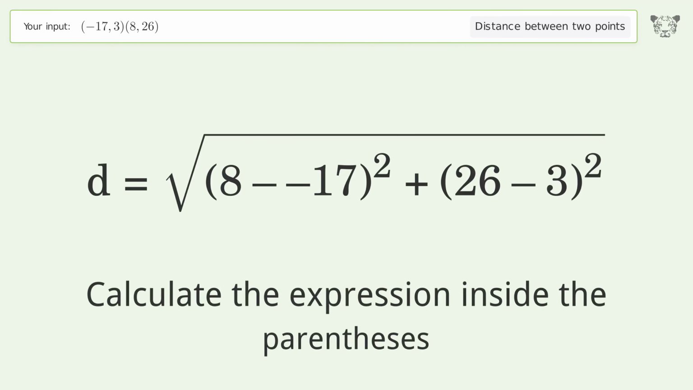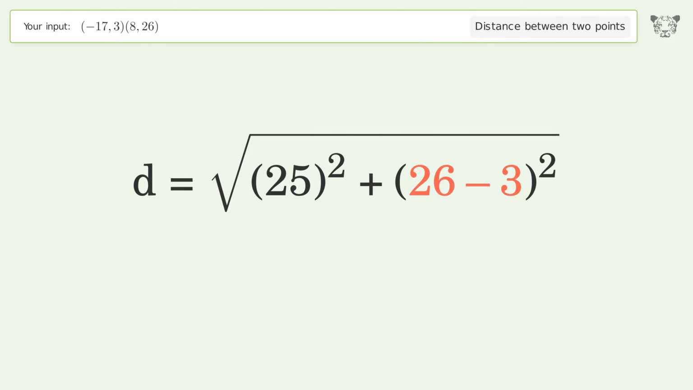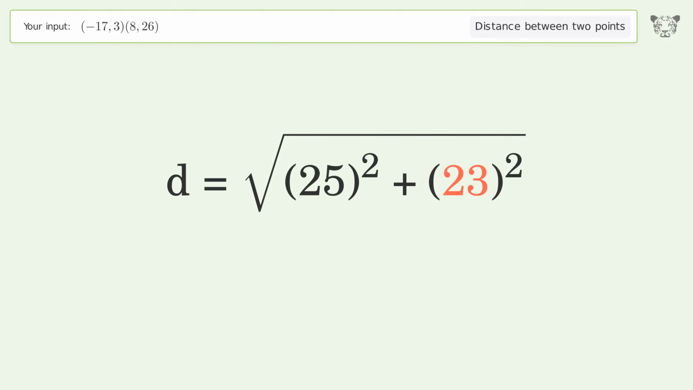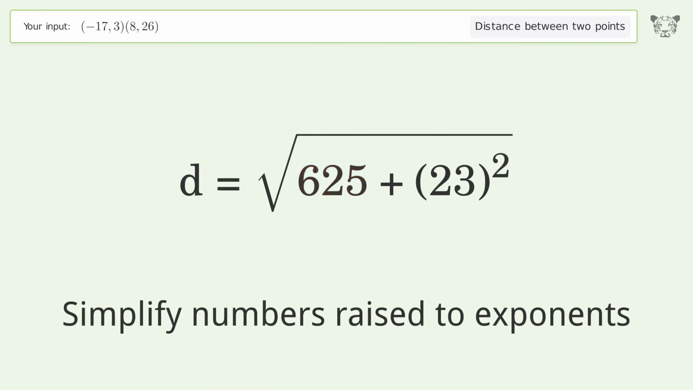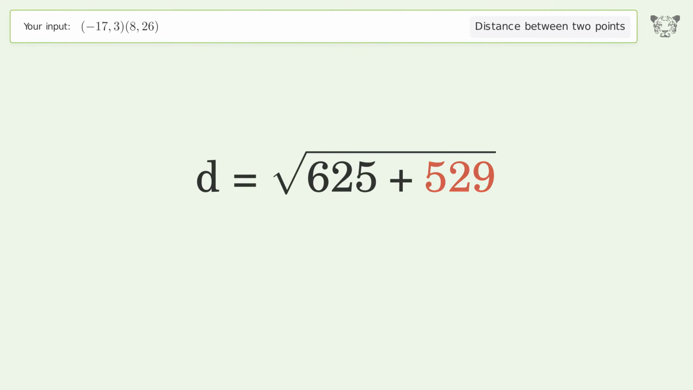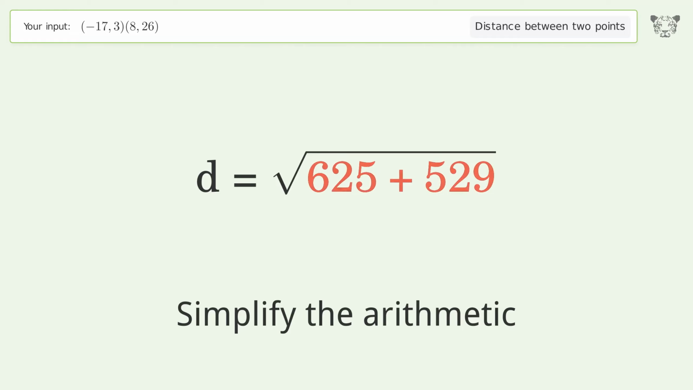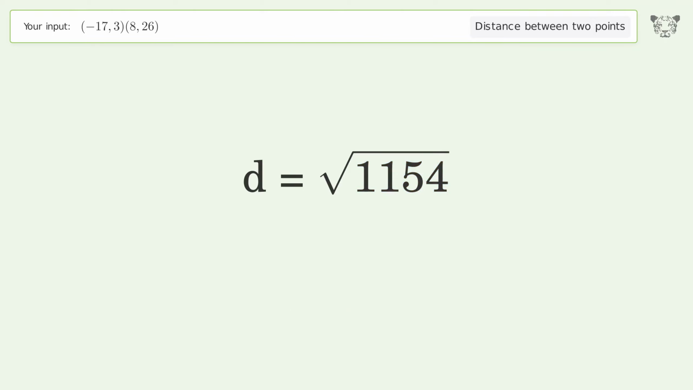Calculate the expression inside the parentheses. Simplify numbers raised to exponents. Simplify the arithmetic. And so the distance between the 2 points is the square root of 1154 or 33.971.